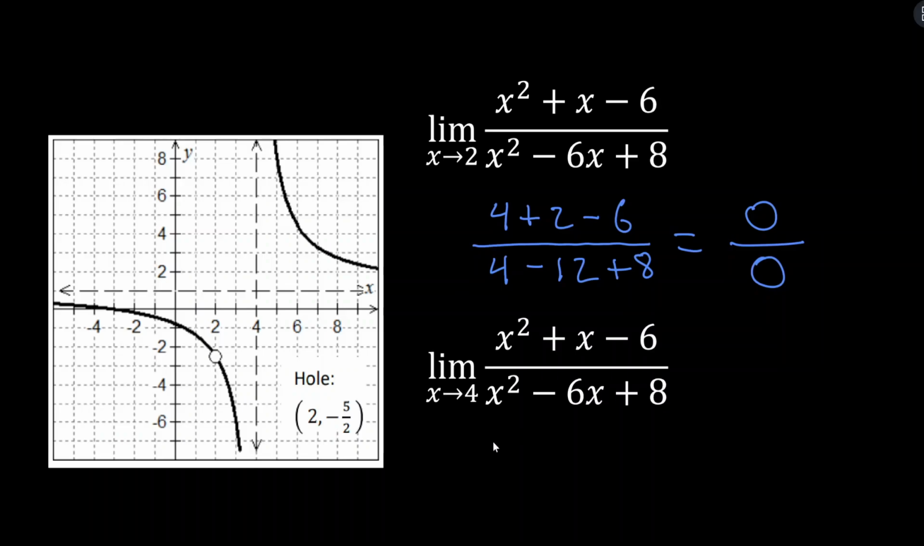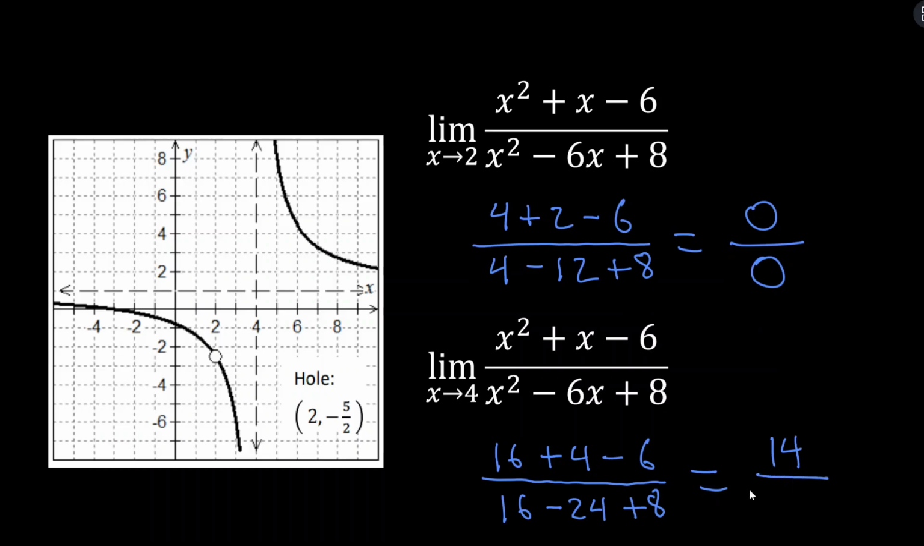What happens when we plug 4 in? Let's try this. 4 squared is 16 plus 4 minus 6. And in the denominator, we get 4 squared again, which is 16, minus 6 times 4, that's 24, plus 8. So what does our numerator come out to be? 16 plus 4, that's 20, minus 6 is 14. And the denominator, we get 16 plus 8 minus 24, we get 0.